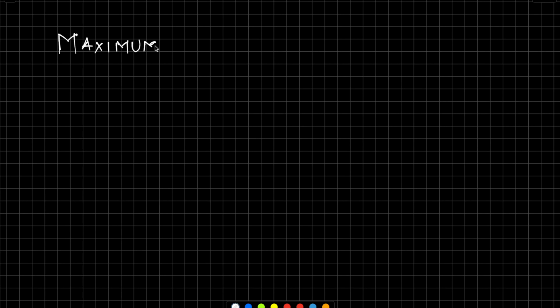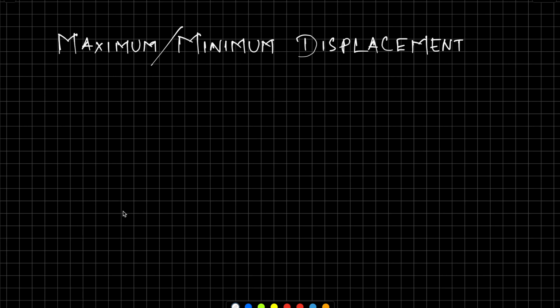Maximum or minimum displacement. Let's say I'm throwing a ball vertically upwards. This is the initial position of the ball. It's in my hand. There's no velocity. I'm throwing it with a particular velocity, let's say 10 meter per second. That's the initial velocity of the ball. I'm throwing it vertically upwards.